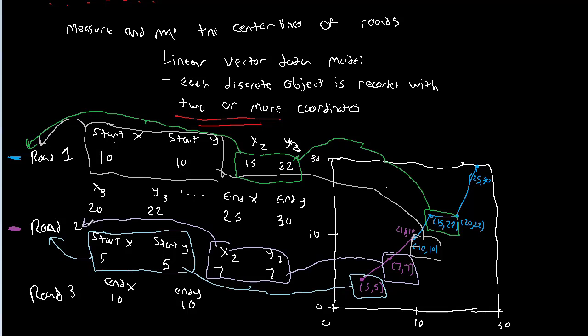I know I'm beating a dead horse here a little bit, but I want to make abundantly clear that with the linear vector data model, what we're doing is taking more than one coordinate, so in this case 4, and in this case 3 different pairs of points, to represent a single object. And then when we represent it visually, we connect the points together to form a line, which is why this is called a linear vector data model.